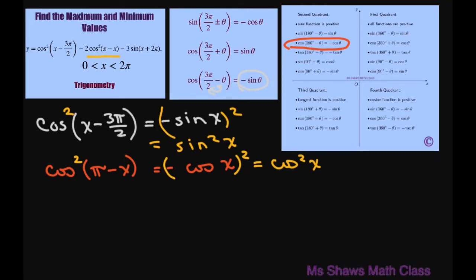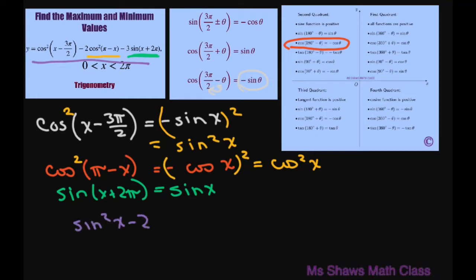All right, now the last one is sine of x plus 2 pi. When you're just adding 2 pi, that's just going to be sine of x. So basically, you're just going around in a complete circle. You're still going to be back at sine of x. So therefore, by substitution, we can write our whole equation as sine squared of x minus 2 cosine squared of x minus 3 sine of x.